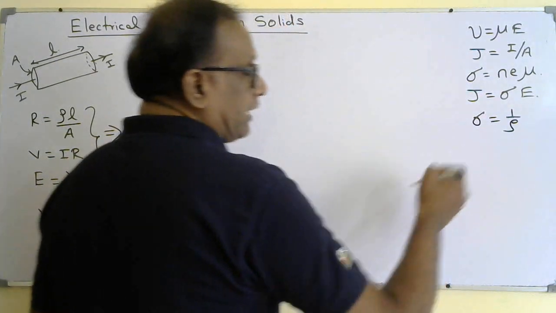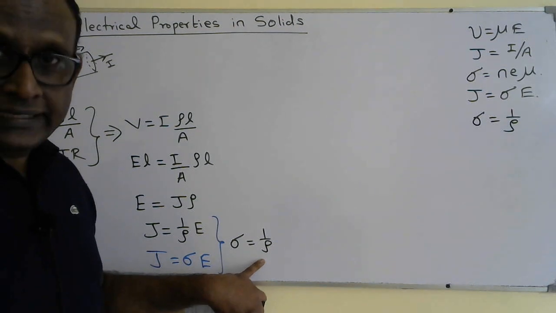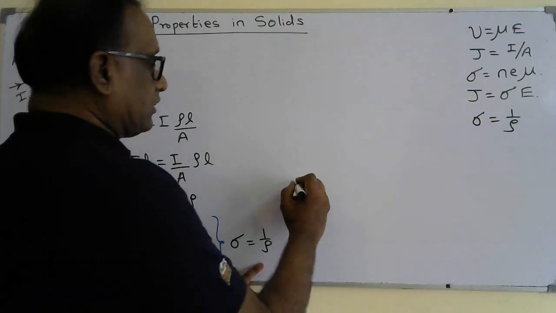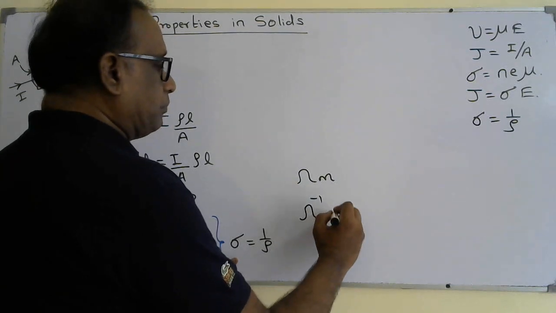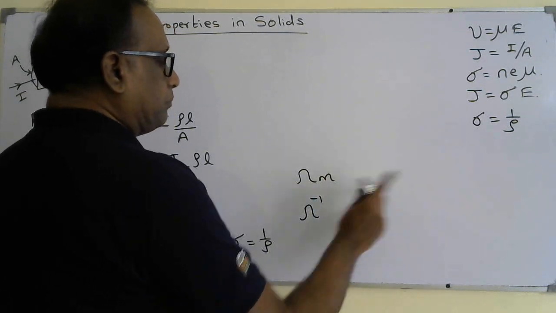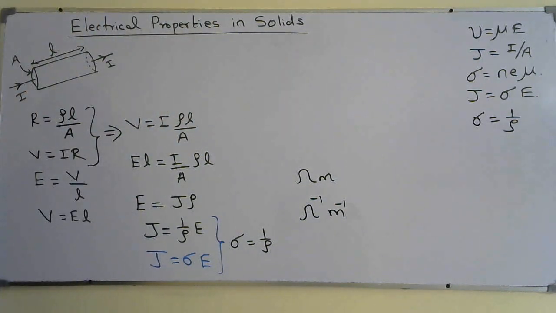Now we learned in A level classes that the unit of rho is ohm meter. Ohm meter is the unit of resistivity. So the unit of conductivity is per ohm per meter. That's the unit of conductivity.